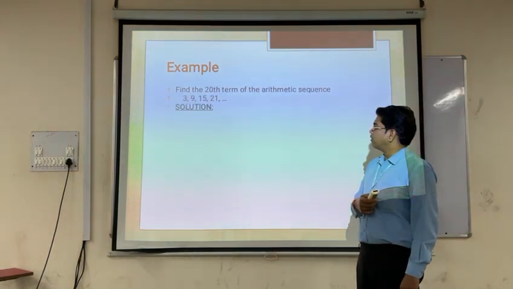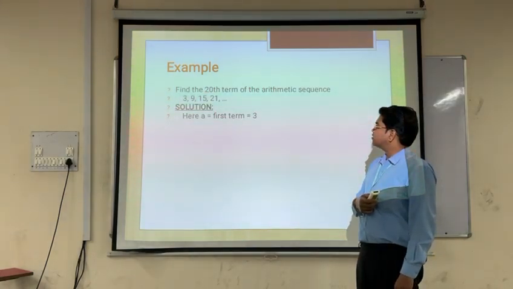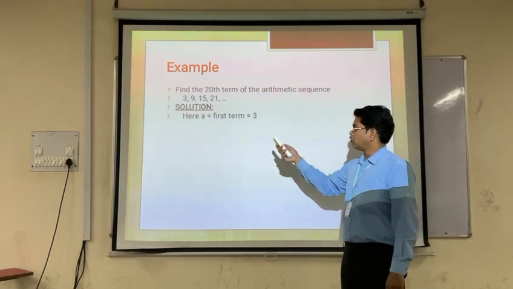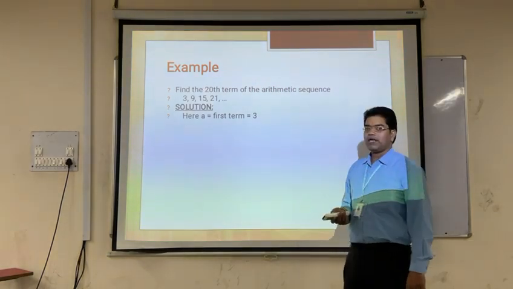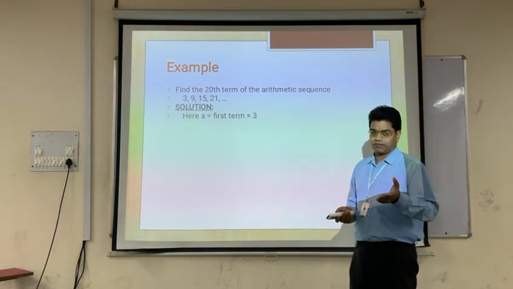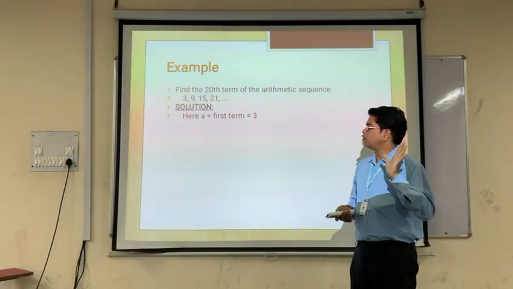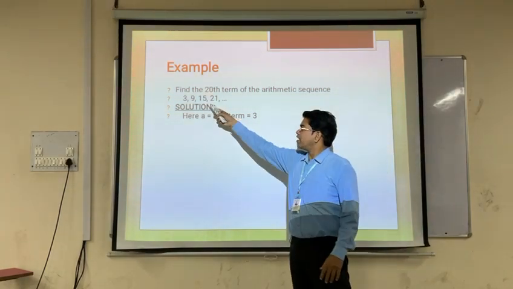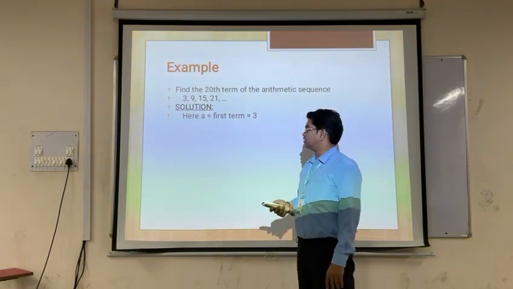Now let's see the example. Find the 20th term of the arithmetic sequence. Now the arithmetic sequence is given. We are asked to find the 20th term, which means the value of n is 20. Now what is my first term? Clearly 3 is the first term.